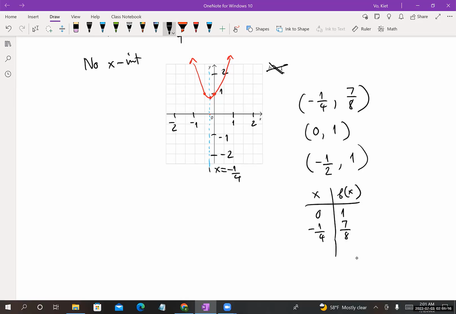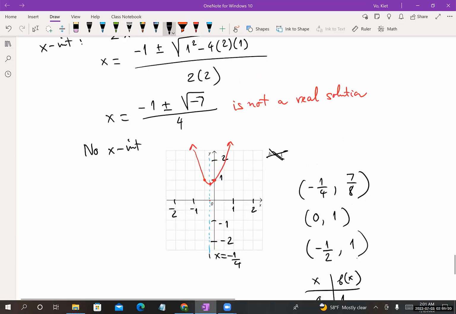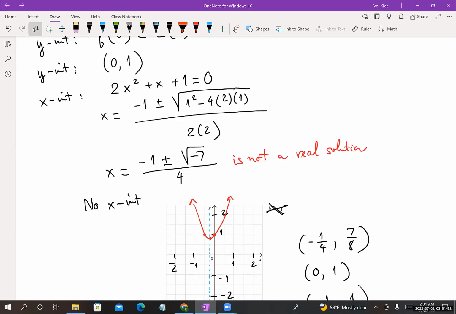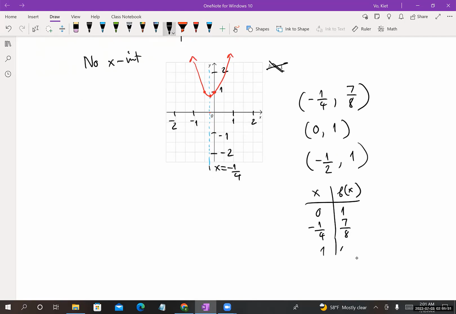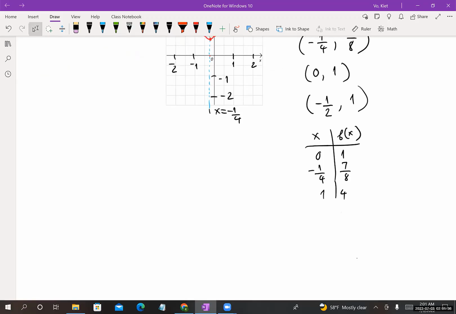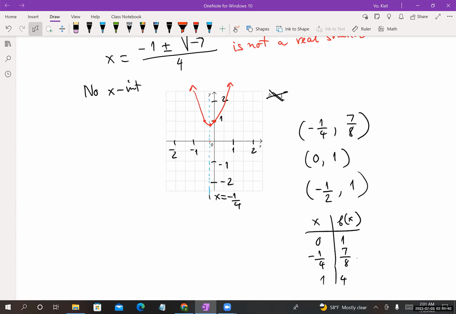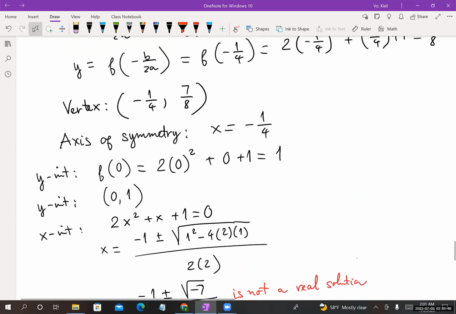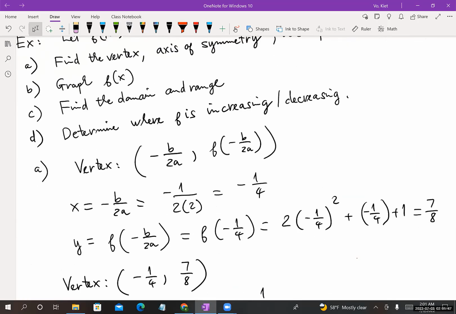You can plug in any other point, like 1. You can plug in 1 and figure out what the y value would be. Let's say I plug in 1, and I would get 2 plus 1 is 3 plus 1 is 4. So I get 4. Or I can plug in 1/2 or whatever number you prefer to get a few additional points, and then from there sketch the graph of the function. Okay, so that would be part B.